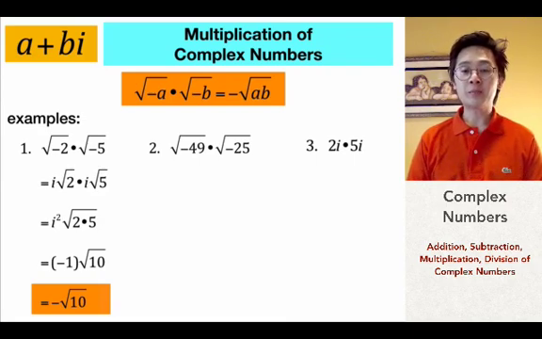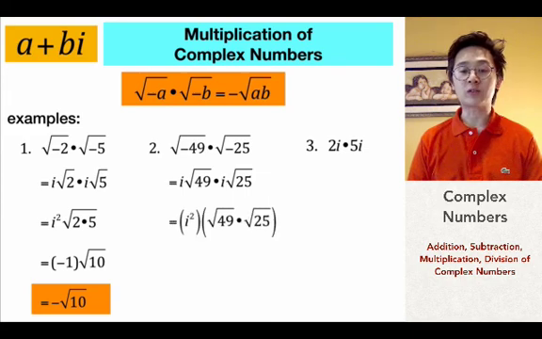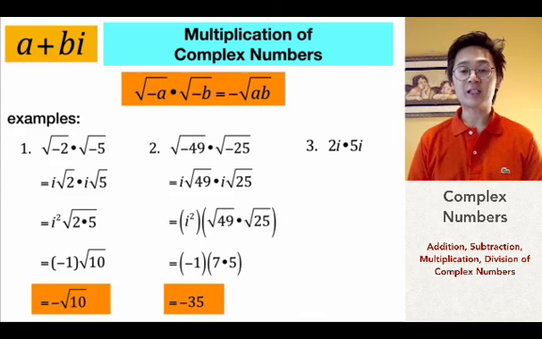So for problem number 2, we have square root of negative 49 times square root of negative 25. We know that 49 and 25 are both perfect squares. So the square root of 49 is equal to 7 and the square root of 25 is equal to 5, leaving us with an i squared, which will turn into a negative 1. So 7 times 5 is equal to 35, giving us negative 35. So square root of negative 49 times square root of negative 25 is simply negative 35.